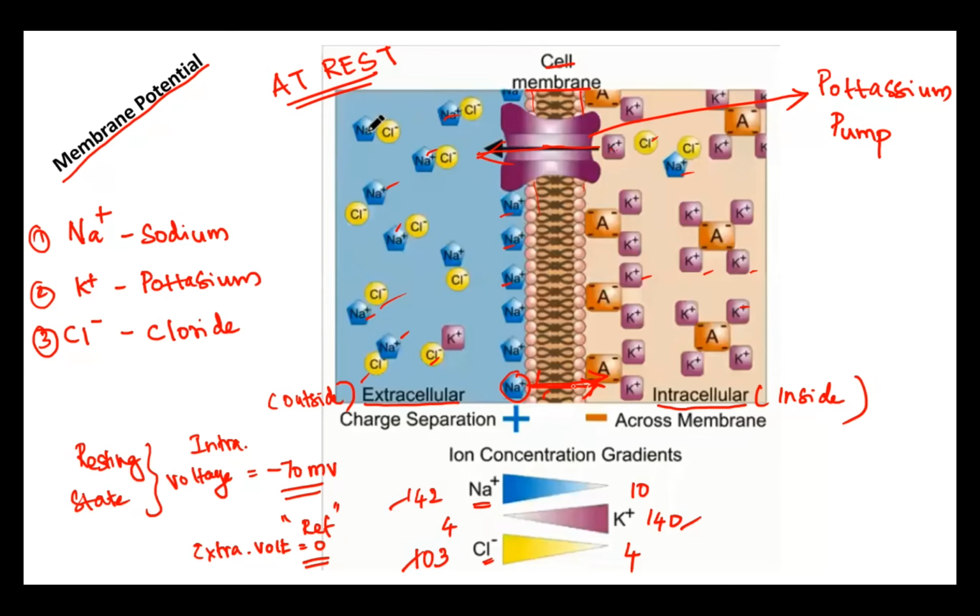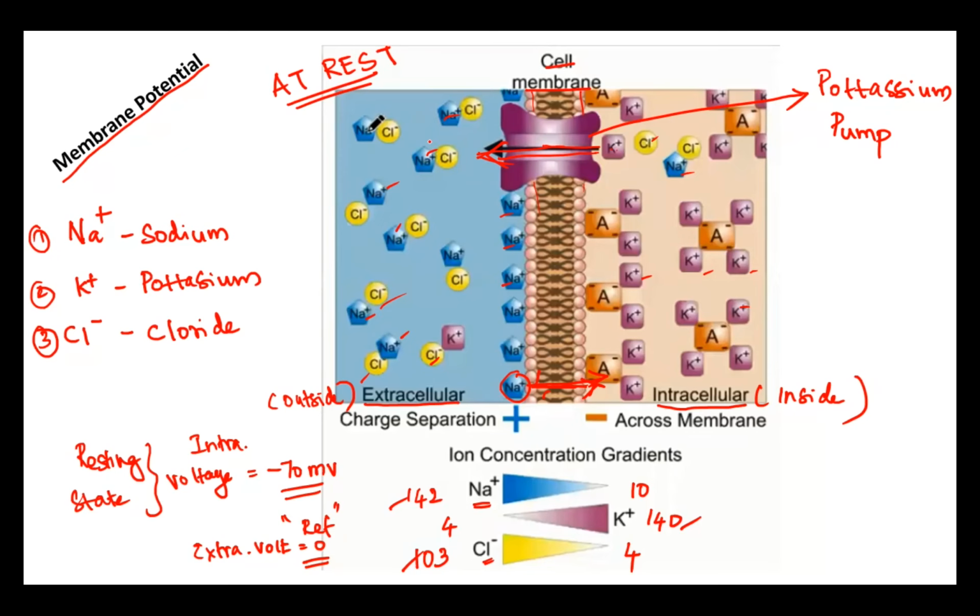Okay, next process. Once the sodium here has all moved, the two sides are equal. Next, the potassium pump opens up. So the potassium pump opens up, and the potassium ions will be transported from intracellular to extracellular.